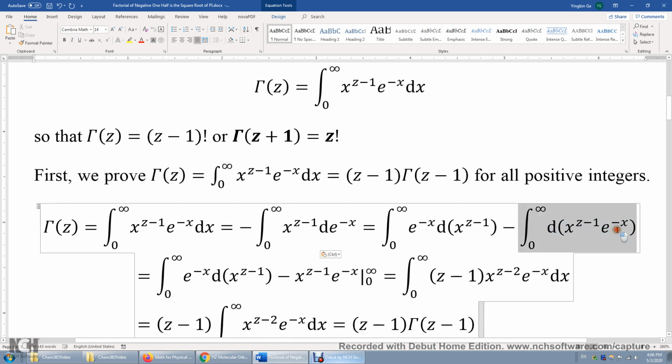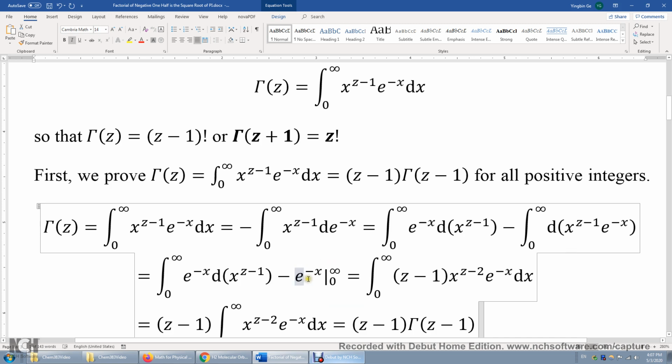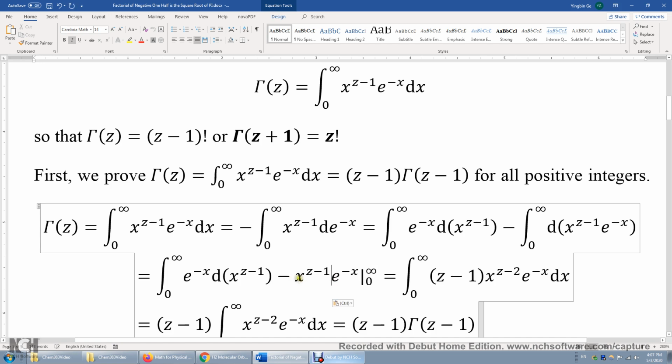This is very easy to integrate. The integral of the exact differential of a function is the function itself. So we copy this function here. We integrate this function from 0 to infinity. And when x is 0, this part is 0. When x is infinity, e to the power of negative x is 0. Therefore, this part is simply 0. We have only one integral left, this one.